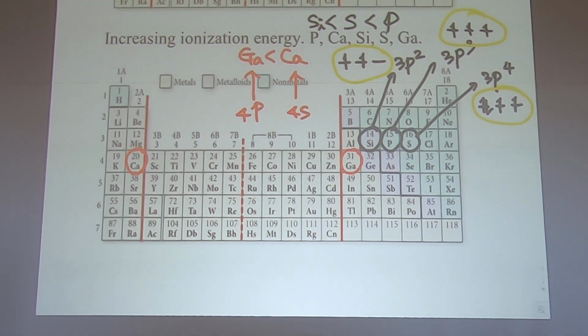Could you explain again why phosphorus is the most difficult?